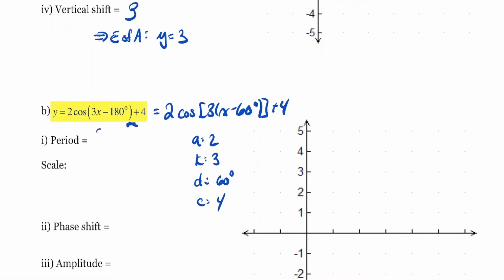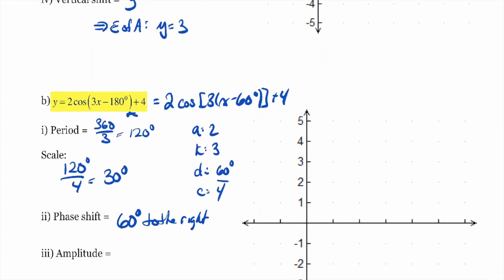So my period is going to be 360 divided by k. In this case, it's 3, so it's going to be 120 degrees. And in order to get my scale, we do 120 degrees divided by 4, which is 30 degrees. So we're going to tackle the phase shift right away as well. So this is going to be 60 degrees. Since it's positive, it's going to be to the right.